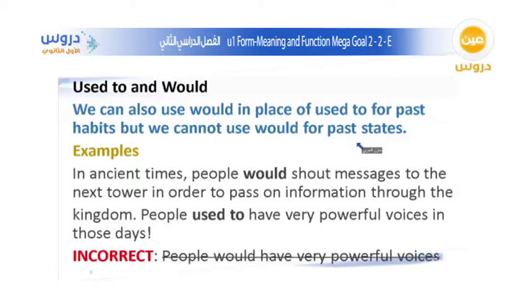But now, not with would here, because would here represents an action, in place of habits or things that we were doing before but not now. Okay, so those are the places where we can use would and where we can use used to. And as we can see here, it's incorrect to say people would have very powerful voices.